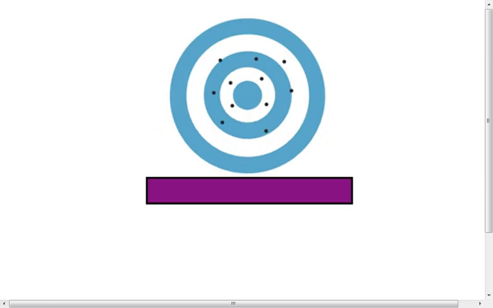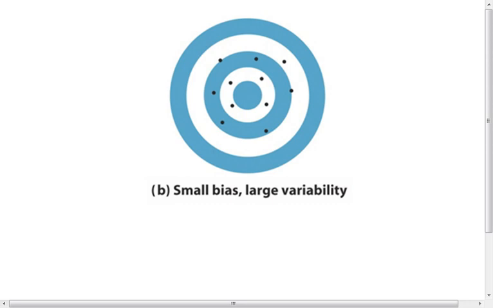If we look at the next one, this data is definitely more spread out, but it has small bias because that Bosu ball, or that scale in this case, would balance. So if it balances, it has small bias. It has large variability, though, because the data is very spread out.